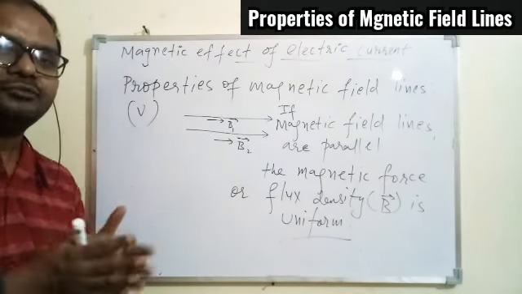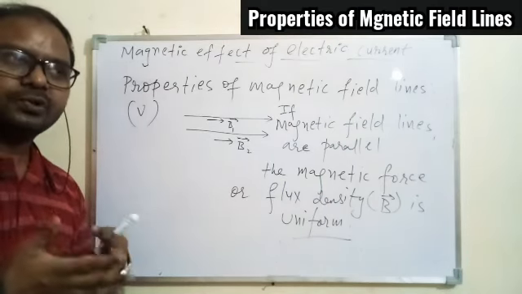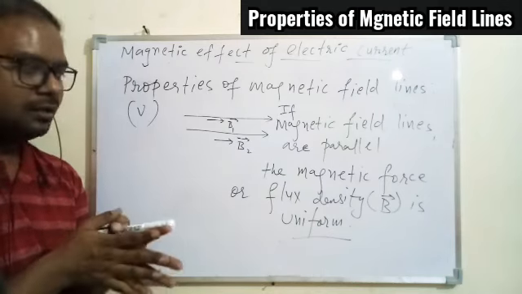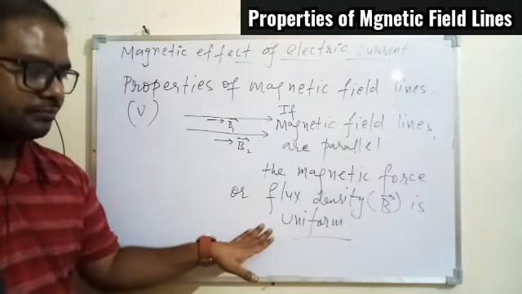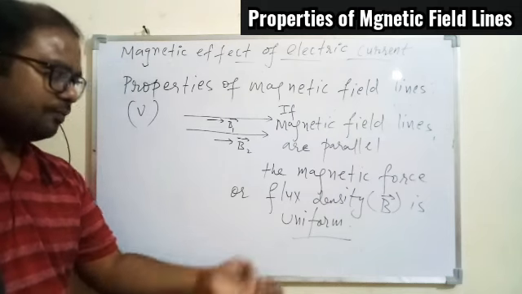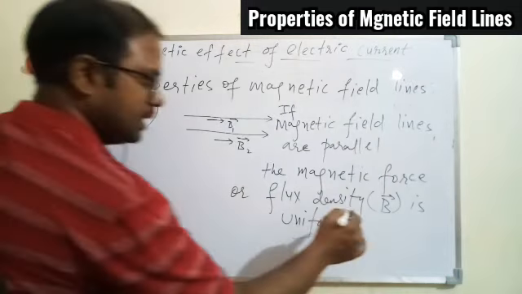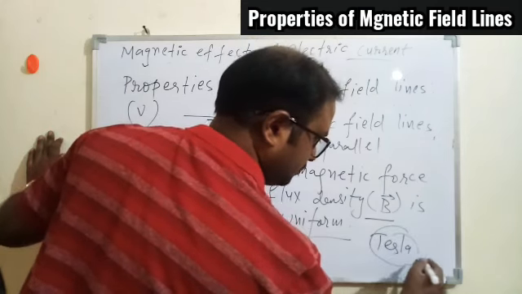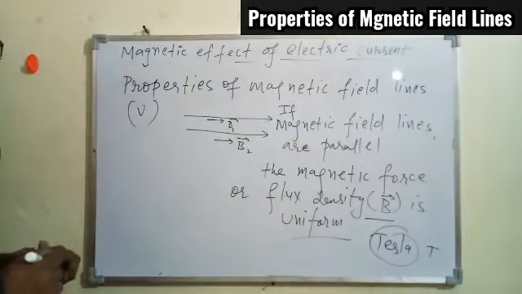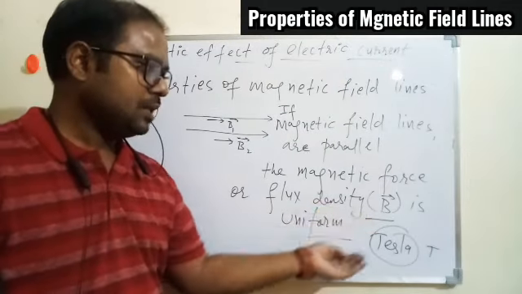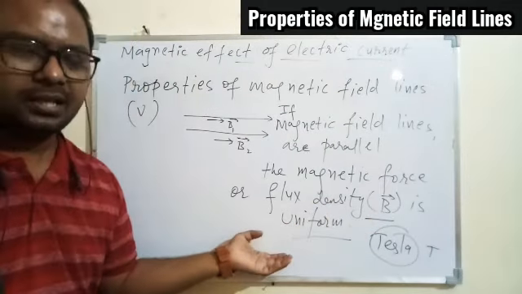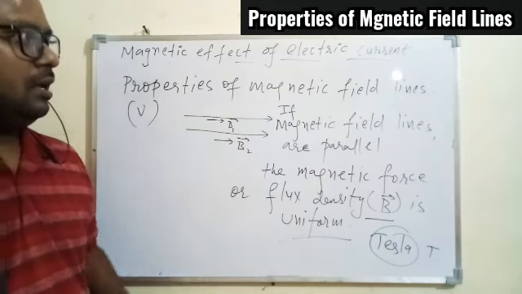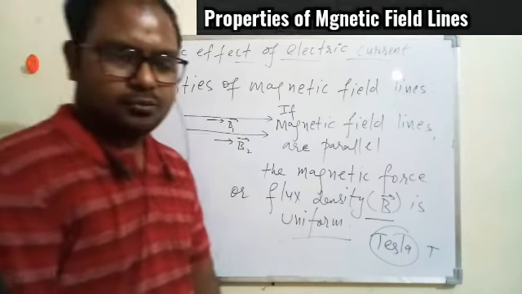Anywhere you see the magnetic field lines are very close, the strength is maximum. If they are far away, the strength is minimum. If they are parallel, the field and the force are uniform. And you should know the SI unit of this is Tesla, capital T. Tesla is the SI unit of magnetic flux density, or in general we also call it magnetic force. That is the thing we have today.